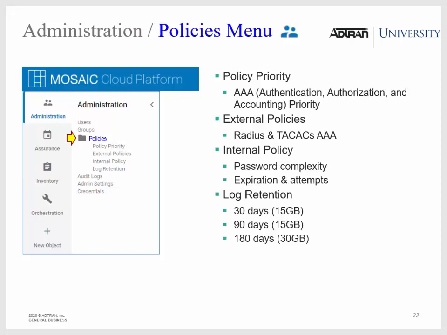The policy screen is where global policies impacting all users or the overall system are configured. This includes AAA priority settings, external RADIUS or TACACS policy provisioning, internal password complexity, and log retention. Note the log retention settings are a number of days or total size of the log file, whichever comes first.